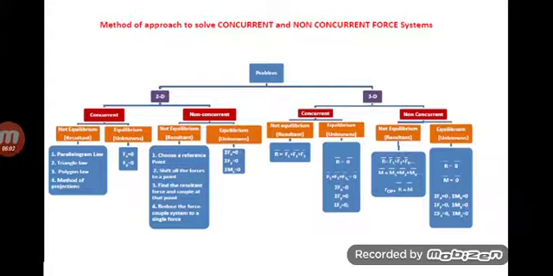Using these equations, you can find the unknowns, whatever there are. Next one, going for 3D. In 3D also there are two types, that is concurrent and non-concurrent. Students, first understand that there are 2D and 3D problems. In 2D problems also there are two types of forces, concurrent and non-concurrent. In 3D also there are two types of forces, concurrent and non-concurrent.